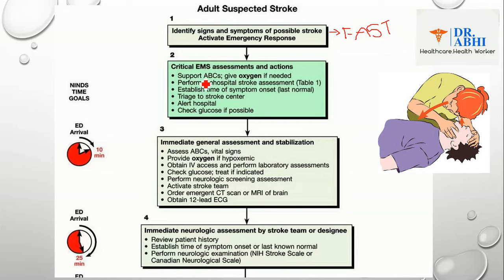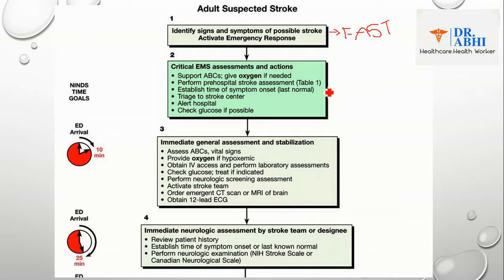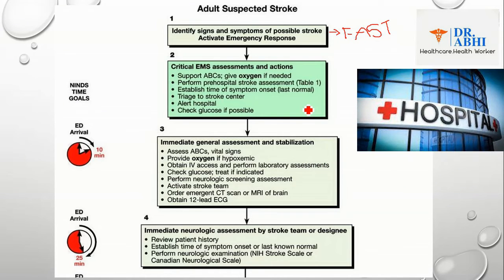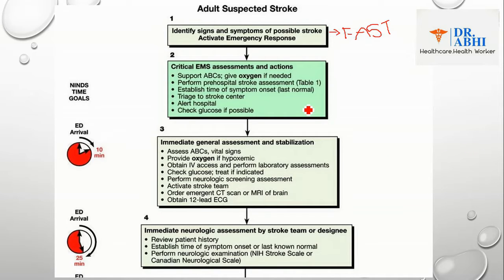We have to look at the airway, breathing and circulation. We have to provide oxygen if needed, and perform a pre-hospital stroke assessment. We have to establish the time of symptom onset. We have to triage according to the stroke center. We have to alert the hospital where we are going to take the patient, so the hospital staff will have an adequate amount of time for their preparations as soon as they land up in your ER.